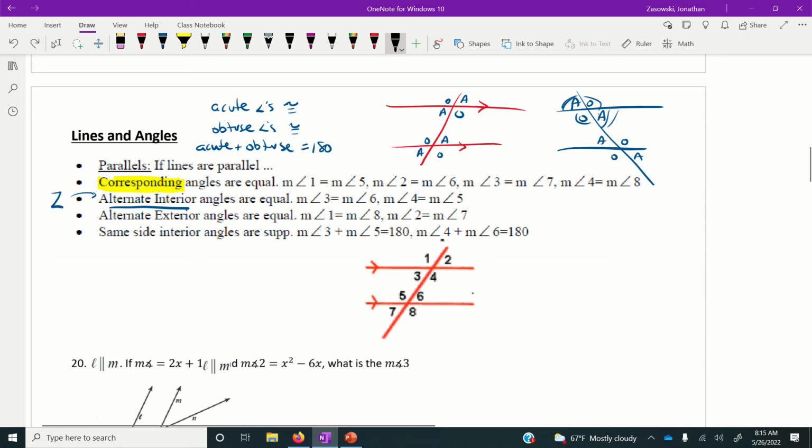All right. Alternate exterior are the ones that are going to be made on the outside. So you have to change sides of the transversal and change intersections. So 2 and 7, 1 and 8.